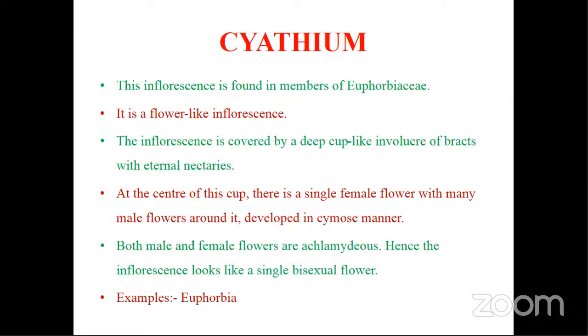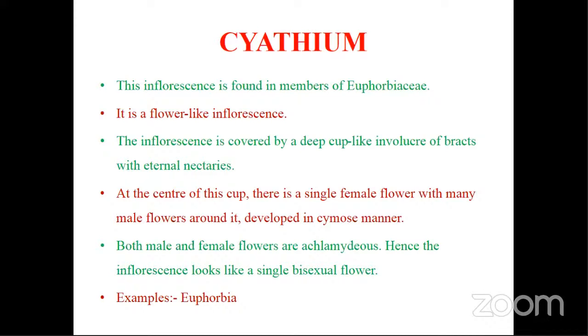And cyathium: here the inflorescence is a characteristic feature of members of Euphorbiaceae. Here it is a single flower like inflorescence. In this, the inflorescence will be covered by a deep cup. The involucre will form a fleshy, deep cup-like structure with external nectaries. That is, nectar glands will be present on the top of this deep cup-like structure. These are formed by the bracts.